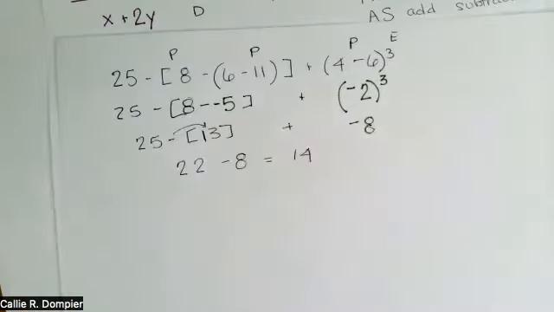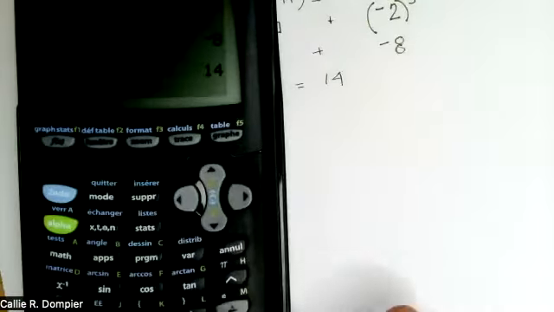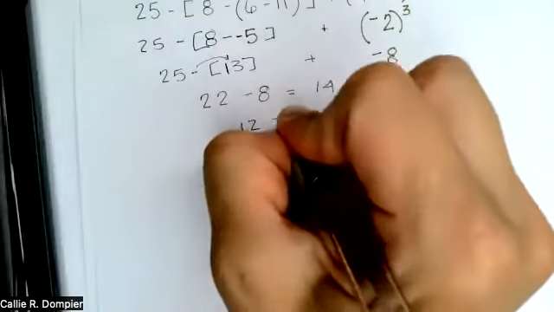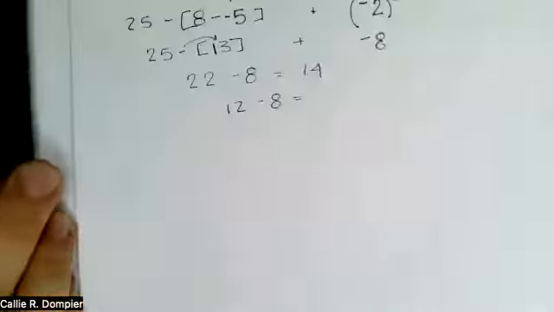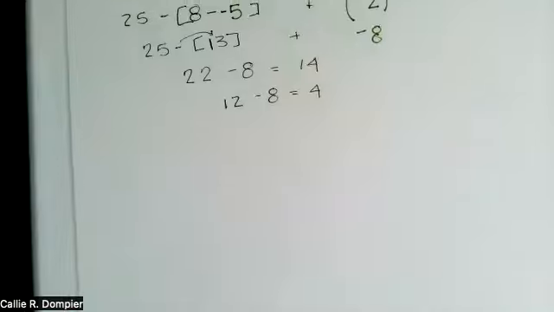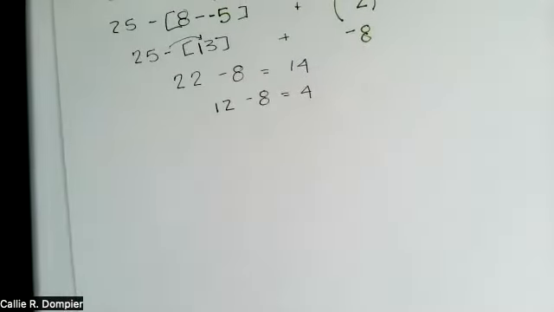25 minus 13. 12 minus 8 is what, 4? Thank you. All right. Last one.